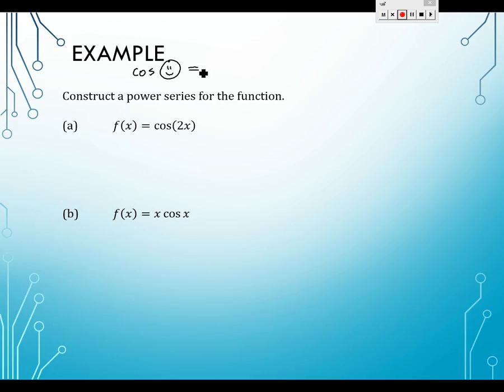The cosine of smiley face is equal to 1 minus smiley face squared over 2 factorial plus smiley face to the 4th over 4 factorial, etc. For whatever you choose smiley face to be, right? Would you like smiley face to be, oh, I don't know. What do you want to make it? 2x. So I think once we make that substitution, we're just done, right?